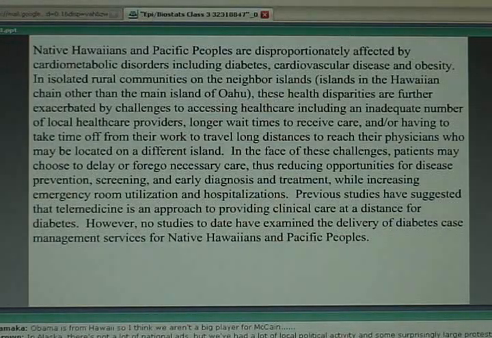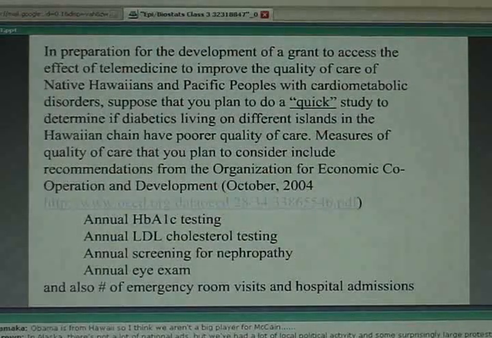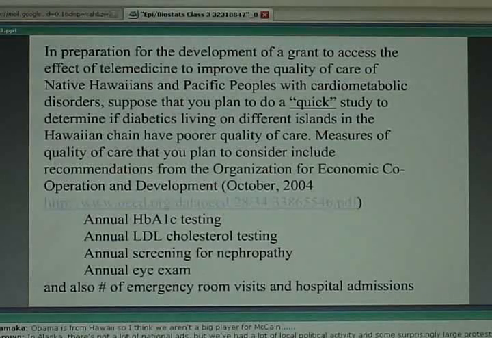And I gave you as measures of quality of care these annual exams that diabetics should undergo. Also, you had information on emergency room visits and hospital admissions. And I asked you to think about designing a fairly quick study to address the question, do Native Hawaiians and Pacific Islanders, in general, people living on other islands, have less access to care? Well, here's, in my mind, what I was asking you to think about.